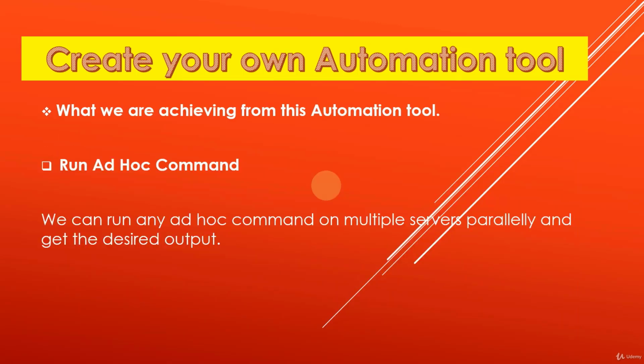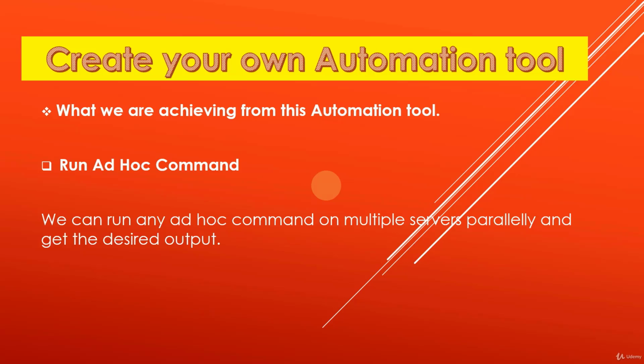And the next thing we are achieving from this automation tool is run ad hoc commands. We can run any ad hoc commands on multiple servers parallelly and get the desired output. Sometimes all of a sudden we have to fetch some information, like a few days back we got an issue where an Apache vulnerability was there, and we had to find out what Apache version is running on all the Linux servers.